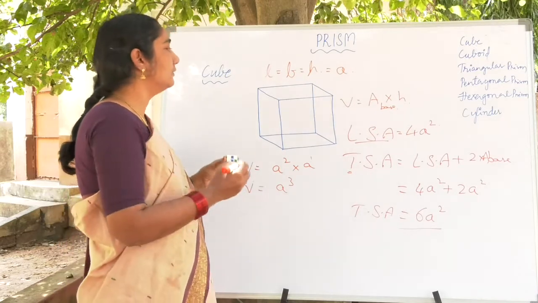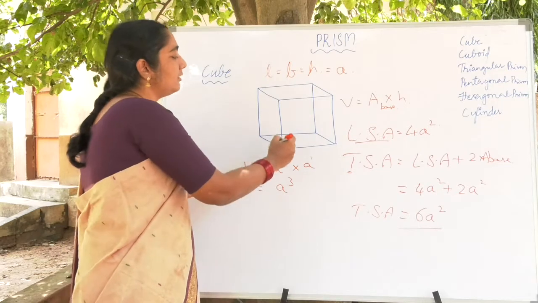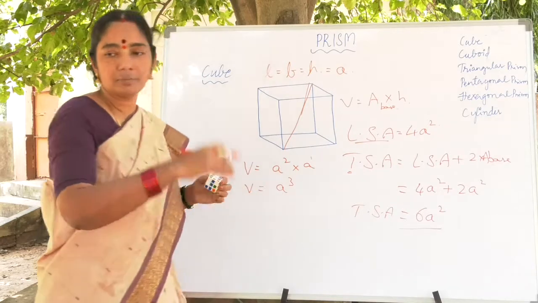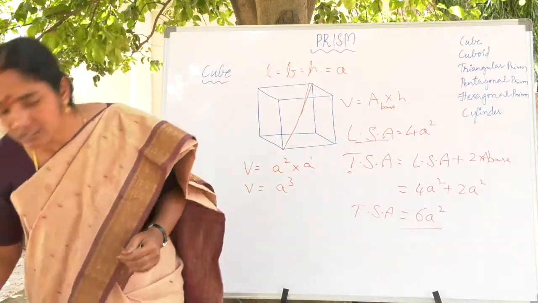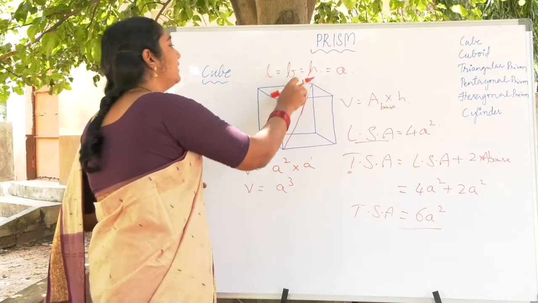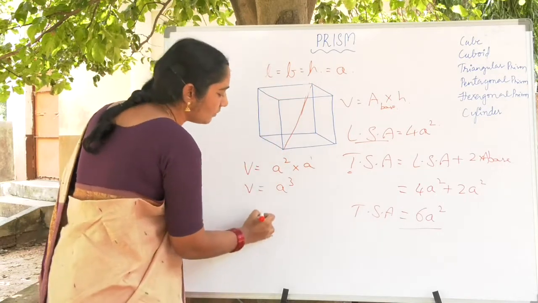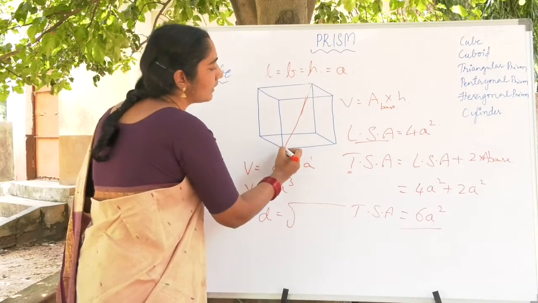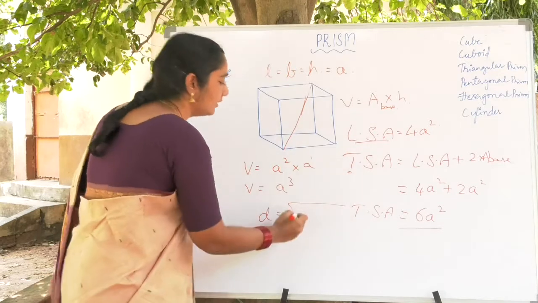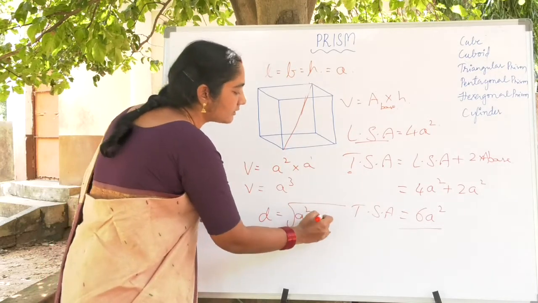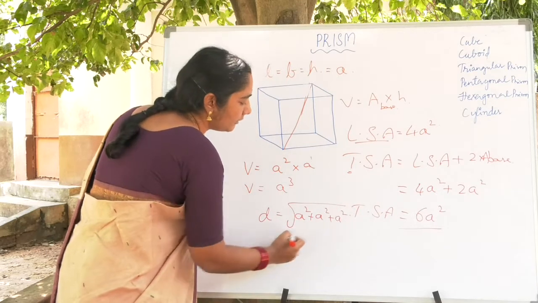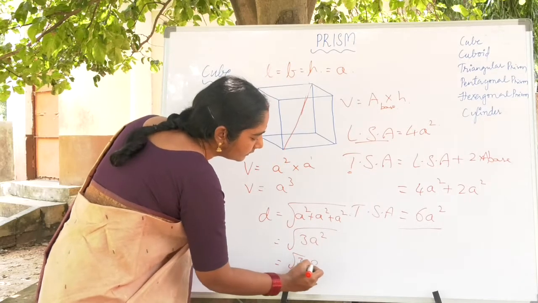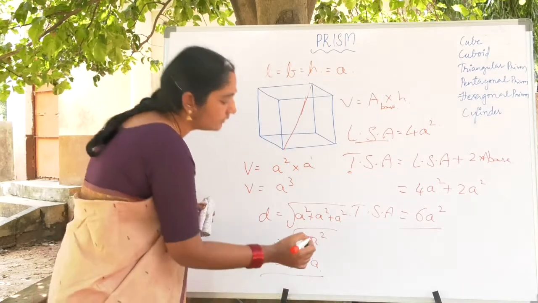Next is a diagonal. For example, diagonal is nothing but from this corner of the room to that corner of the room. You want to put a long stick. How much length you have to take? That is nothing but the diagonal. So the diagonal d is nothing but equal to under root of, see my dear friends, under root of a square plus a square plus a square, length square plus breadth square plus height square. So it is nothing but under root of 3a square, root 3 into a. That root 3 into a gives the diagonal of the cube.